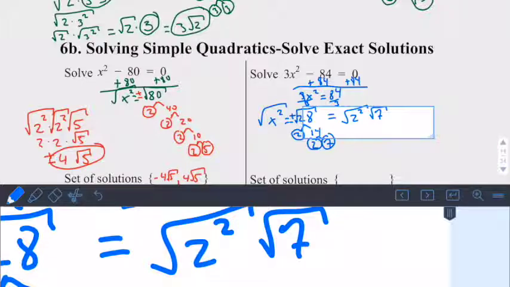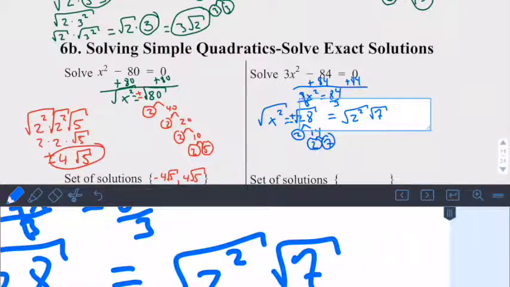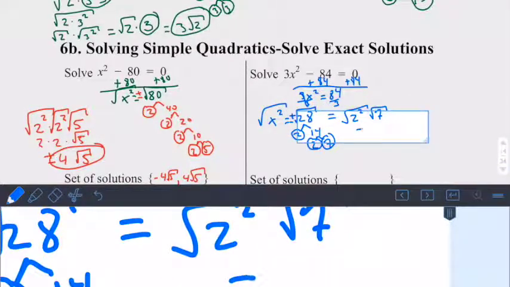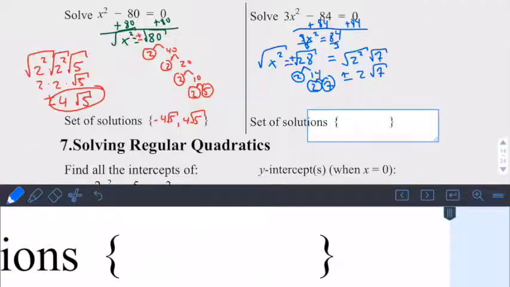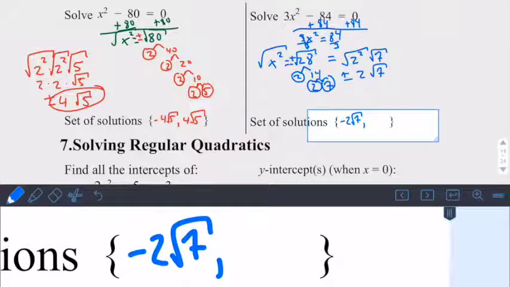So this simplifies into, we have 2 squared under the square root, and we have 7 under my square root. Well, the square root of 2 squared is 2, so I have 2 square roots of 7. And remember, we were looking at plus or minus. So we have negative 2 square roots of 7 and positive 2 square roots of 7. There's my exact answer.